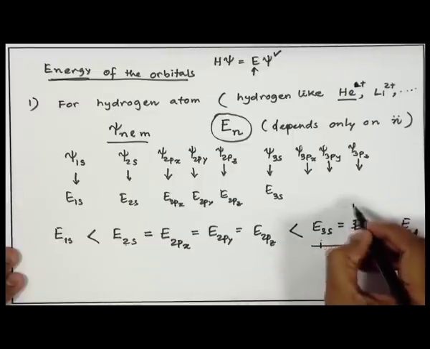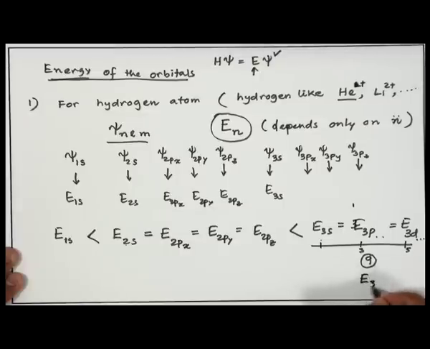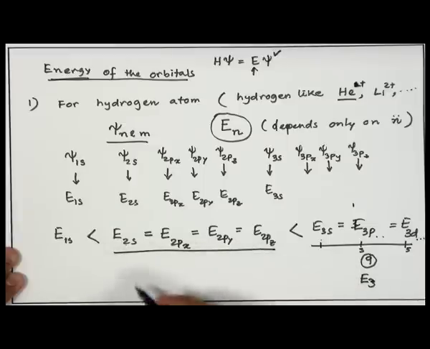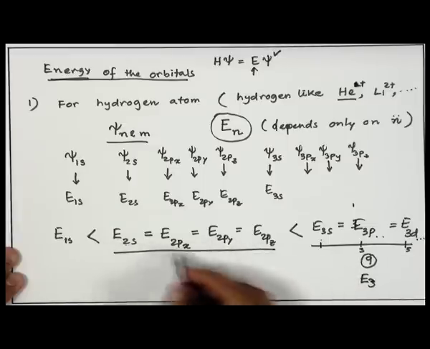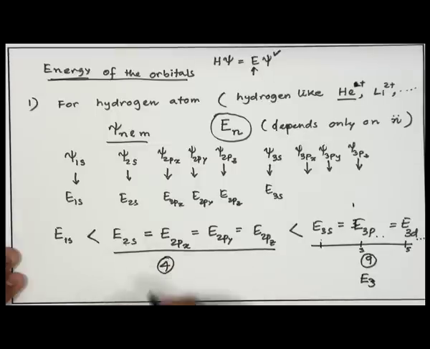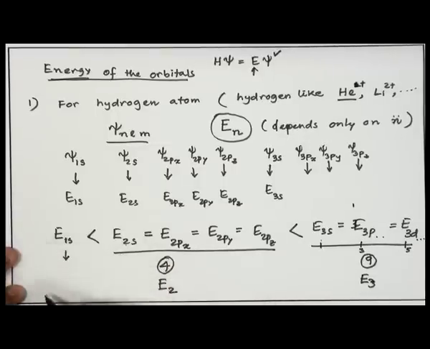So, let us call this energy E3. There are 9 different orbitals which have the same energy, and here I see 1, 2, 3, 4 different orbitals have the same energy, and let me call it E2. And for 1s there is only one orbital which has that energy, and it is E1.